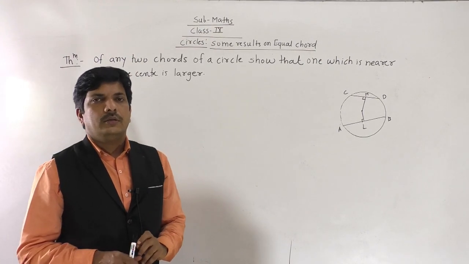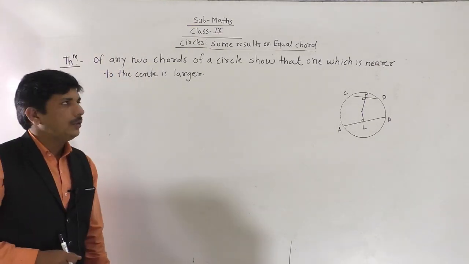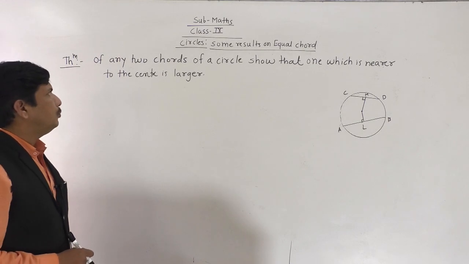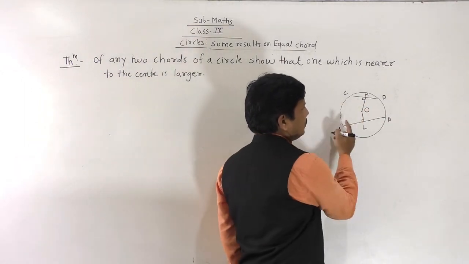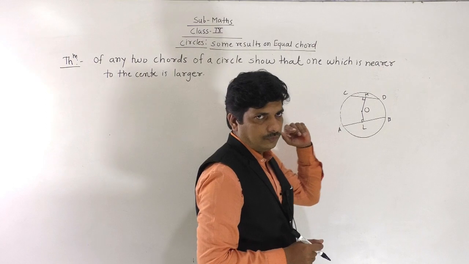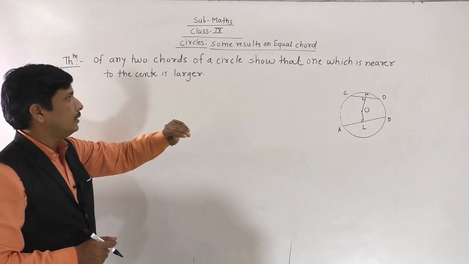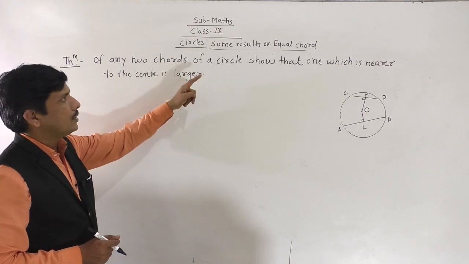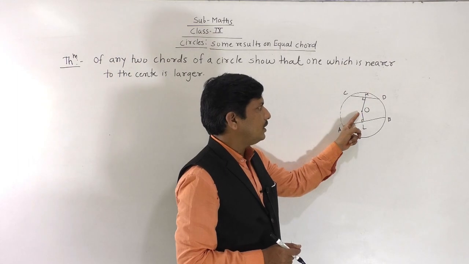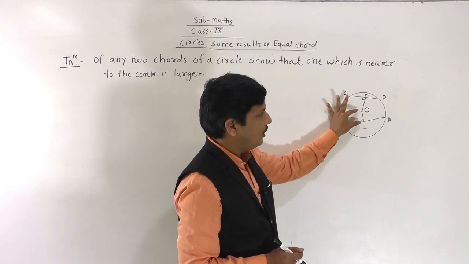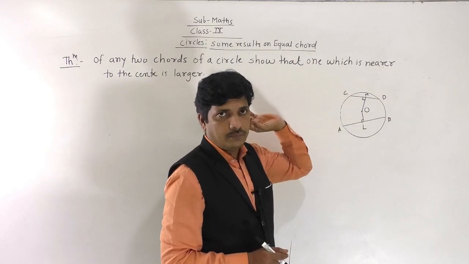Okay, so see here, today's second theorem is: of any two chords of a circle, show that the one which is nearer to the center is larger. Here a circle is given, and two chords are given, AB and CD. AB and CD are chords of the same circle with center O. AB is nearer to the center than CD, because OL is shorter than OM. AB is nearer means OL is shorter than OM, that we need to consider.